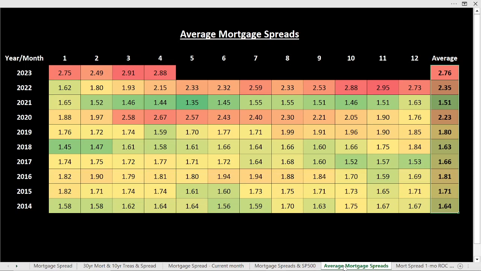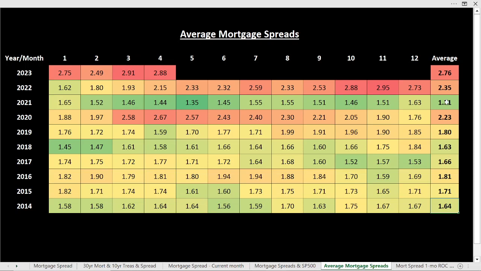We take a look at the following. We see here the average mortgage spreads. Go back to 2014, January. That's number one, indicates January. 158 basis points, or 1.58 percentage points spread. That's the mortgage spread. February, 158. The average all the way to the right, around 164. 2015, the average was 171. I believe that's a historic average.